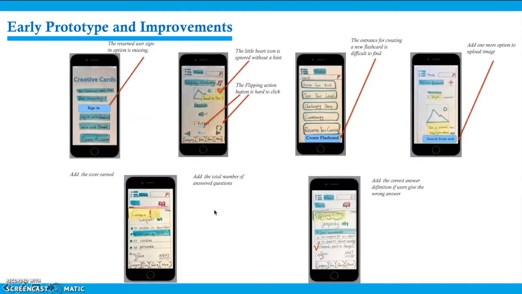Moreover, in the quiz session, users brought up some good thoughts. According to these reports, I created some more details for the quiz. 1. The user needs to know the total number of answered questions and the score earned, so that they can adjust the answering speed. 2. When users give wrong answers, they expected that correct answers show up, so that it's possible to learn from the mistake.